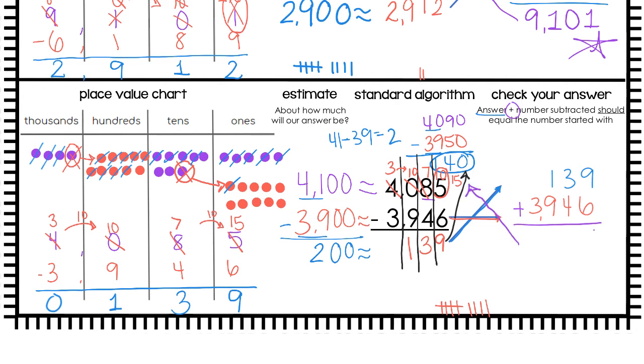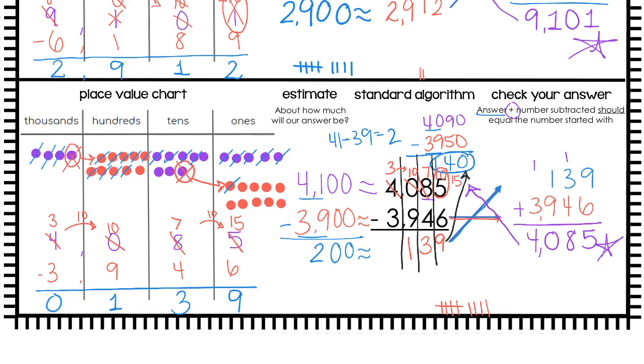9 plus 6 is 15. Then I start. 4 plus 3 is 7 plus 1 is 8. 9 plus 1 is 10. I've got to regroup my 1 into the thousands place. And 3 plus 1 is 4. And that is the number that I started with.